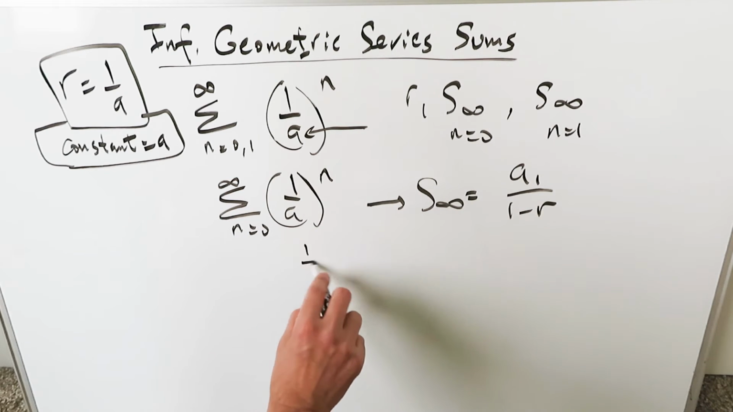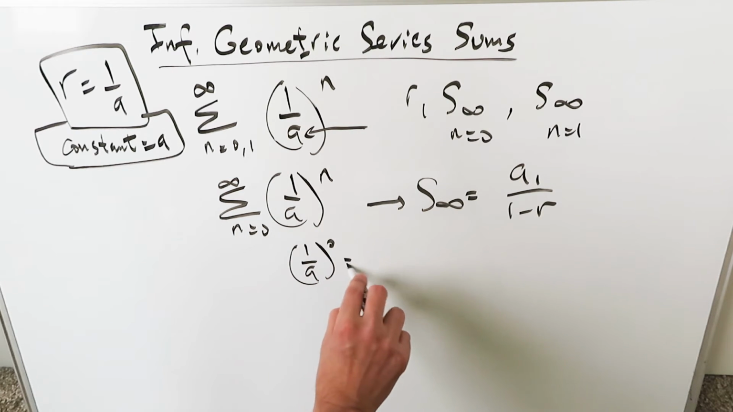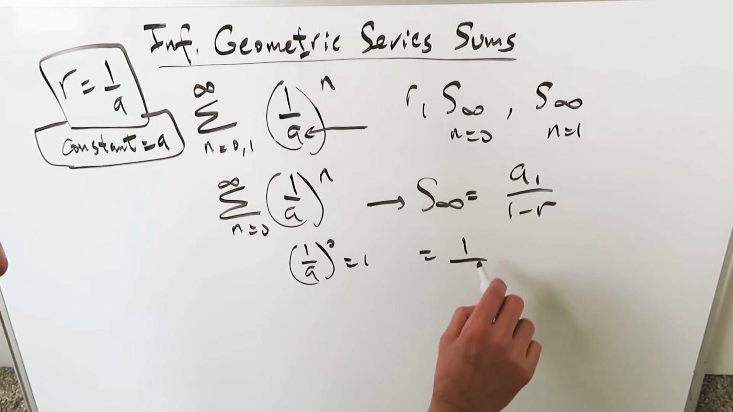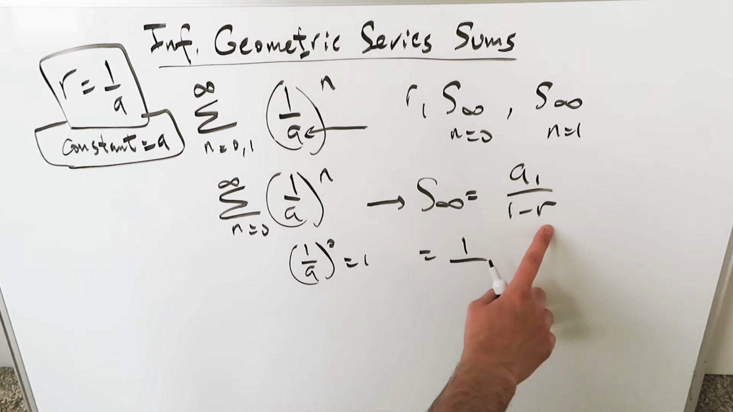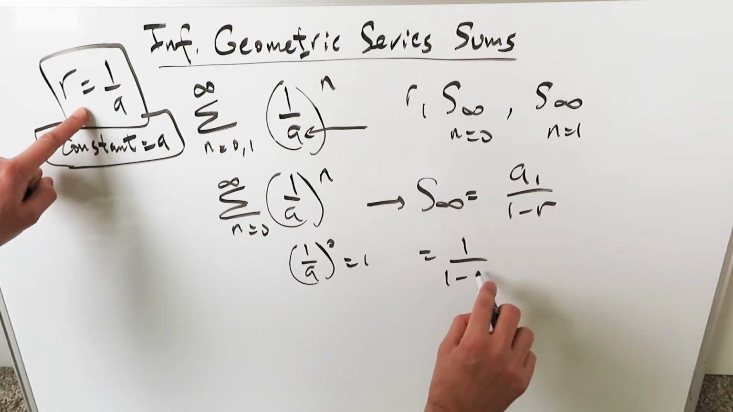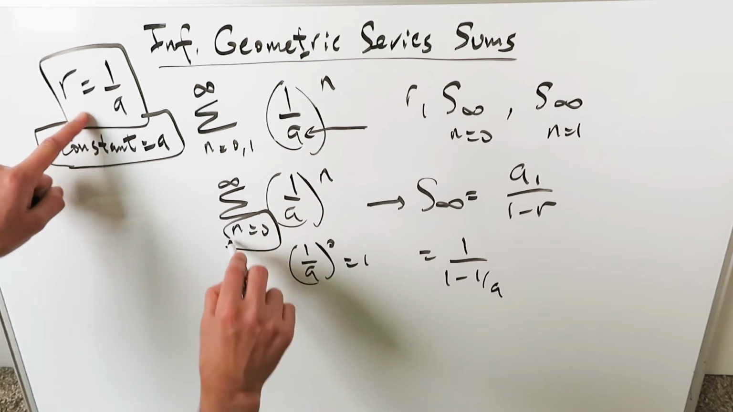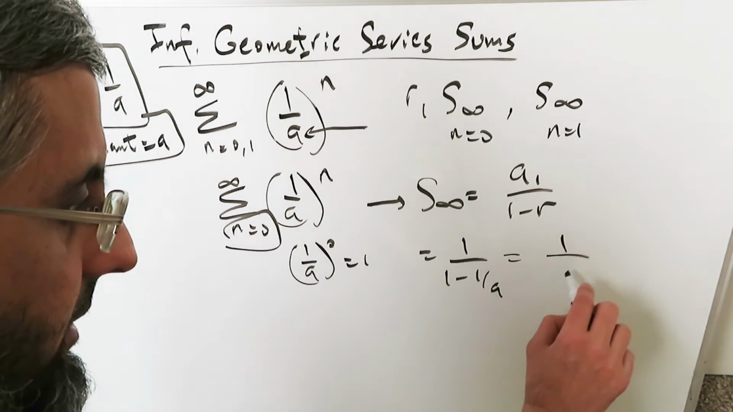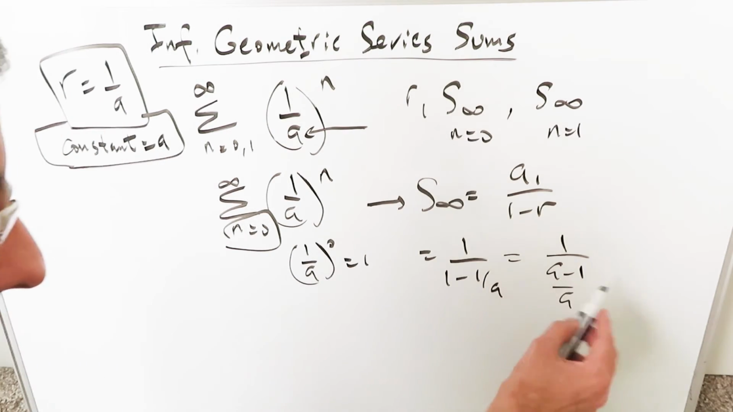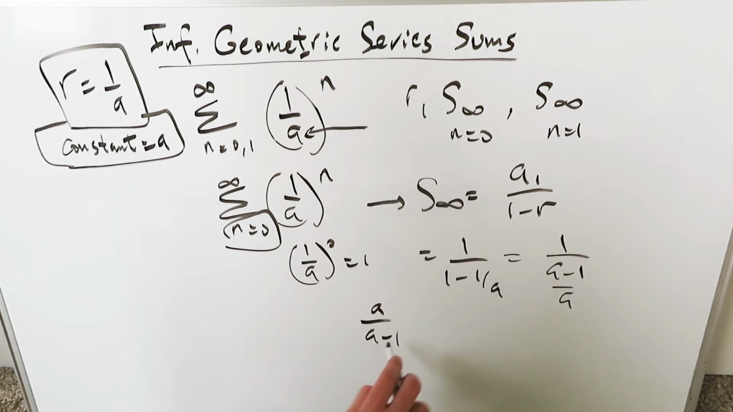You know the very first term is always 1 over a to the power of 0, which is equal to 1. Bring it in. You'll have 1 over 1 minus common ratio. Bring in your shortcut. You have 1 over 1 minus 1 over a. This is for the case where n equals 0. Fraction algebra, 1 over a minus 1 over a. Flip things around, you have a over a minus 1.